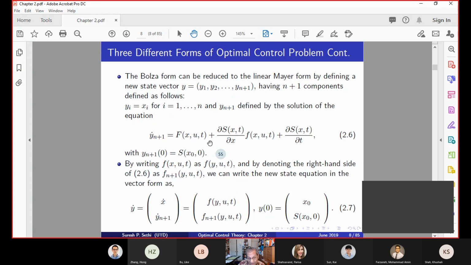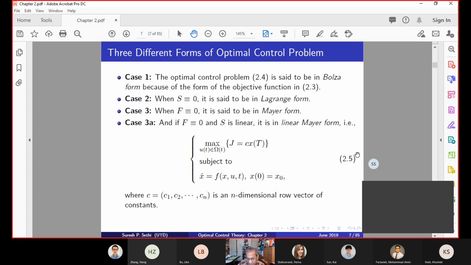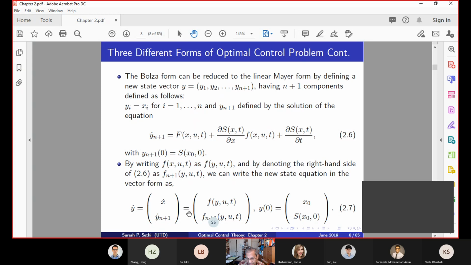Because I have n plus 1 dimension, I also have to change that function f to n plus 1 dimension. So I have to define f_{n+1}. So that's all been defined. Now my y dot is x dot and y dot n plus 1, which on the right hand side is f and f_{n+1}, and y0 is x0. So I have now defined the state variable, which is 2.7, and this equation 2.5 has now been defined also.